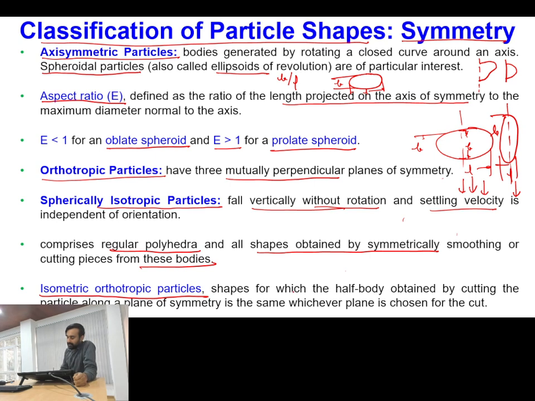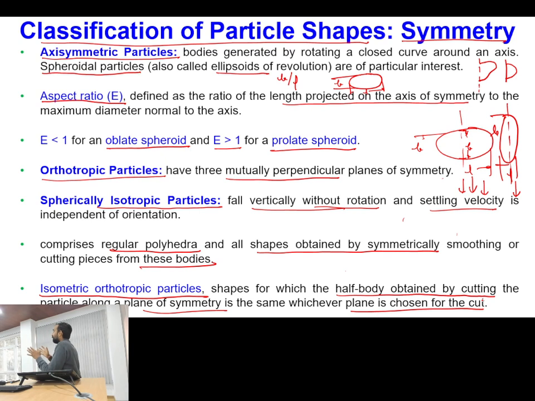Any particle shape for which the half body obtained by cutting the particle along a plane of symmetry is the same, whichever plane I choose, it means that if I have a body and I am considering the plane of symmetry, and that plane of symmetry divides the body equally into 2 halves, then I will specifically call it an isometric orthotropic particle.